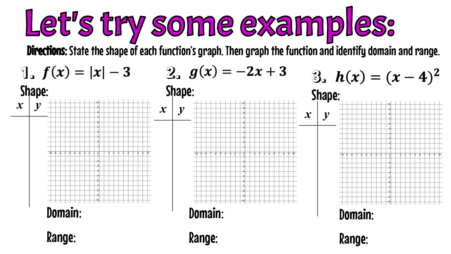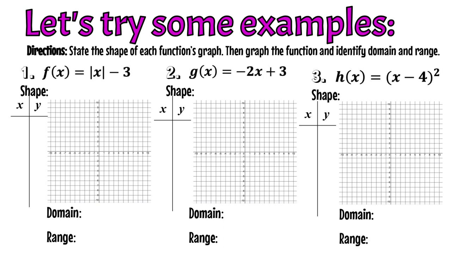Let's try graphing some other examples. Notice that these functions in numbers 1, 2, and 3 are all functions that are not parent functions. They have some sort of transformation on them. So they are similar functions to the parent functions that we had. For example, in number 1, we see that we have an absolute value function.